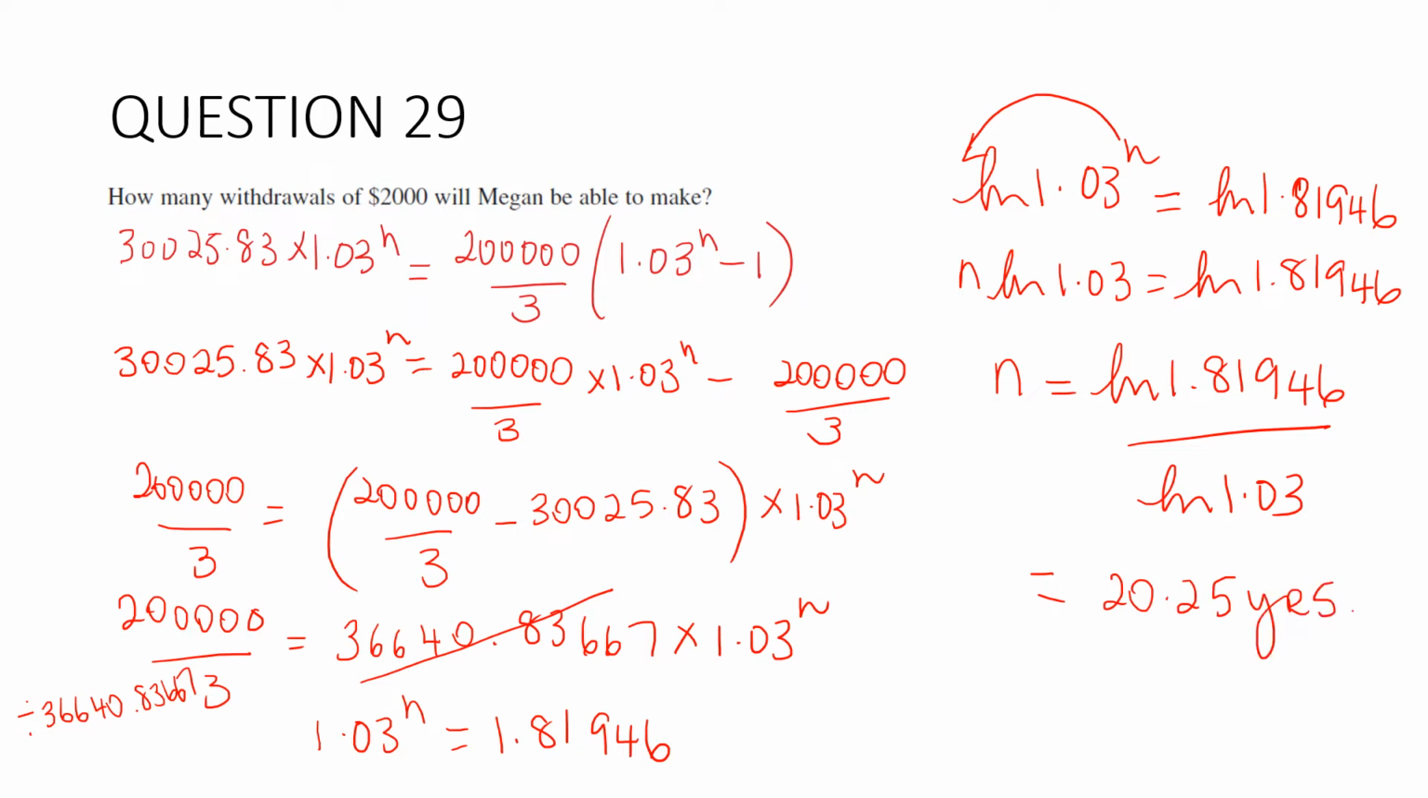Now it says how many withdrawals of $2,000 will Megan be able to make? The money's going to run out after 22.25 years. So she can make 20 full withdrawals.